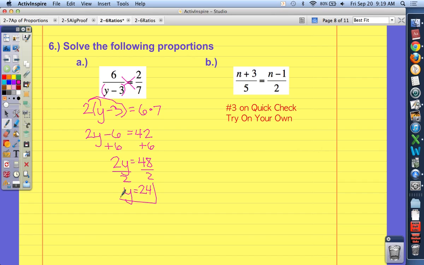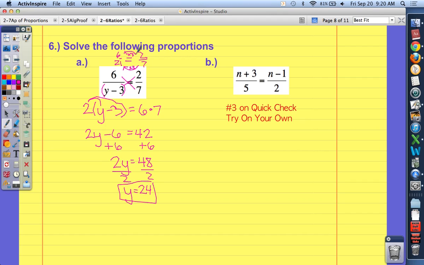A proportion is an equation, so you can plug it back in to check. We plug it in, 24 minus 3 is 21. So I'm saying 6 over 21 is equal to 2 over 7. That's technically true. If you look at this, 7 times 3 would give me 21. 2 times 6 would give me 21. So those are equal ratios or equivalent ratios. Make sure you have the parentheses.